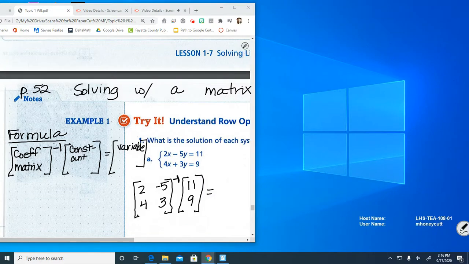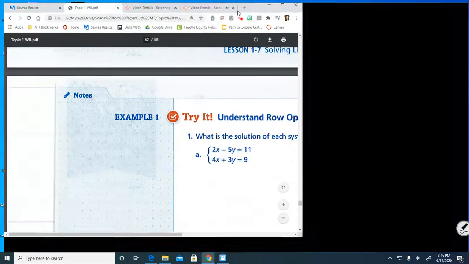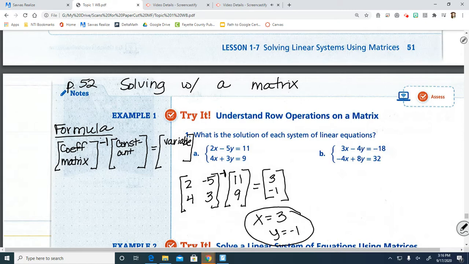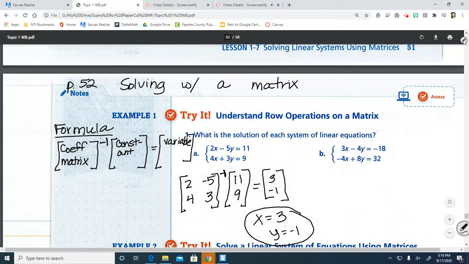So what that means, let me write that down: 3 and -1. So that means that x equals 3 and y equals -1. Didn't have to do substitution, didn't have to do elimination. I just had to know how to type it into a calculator or Desmos.